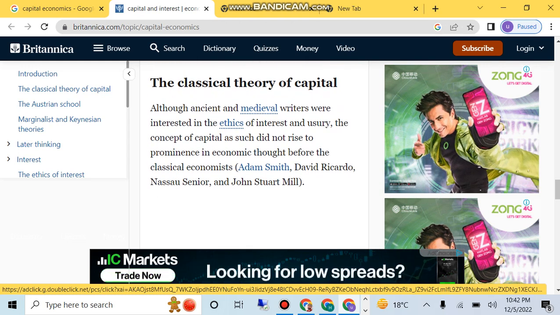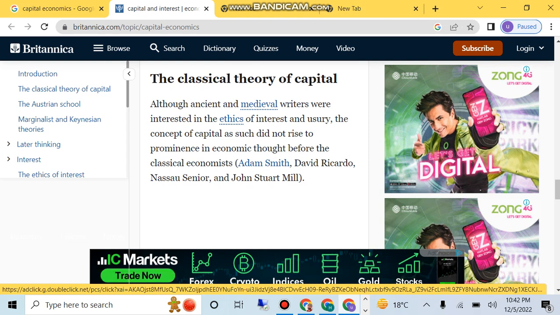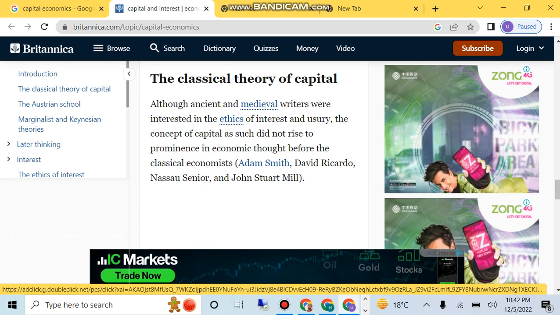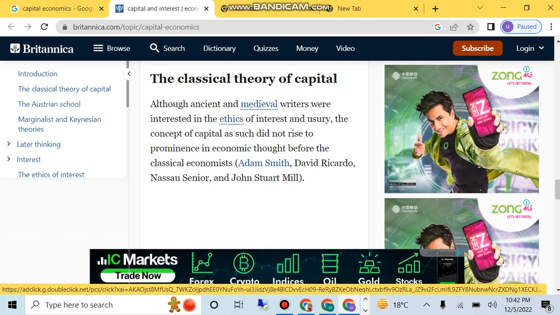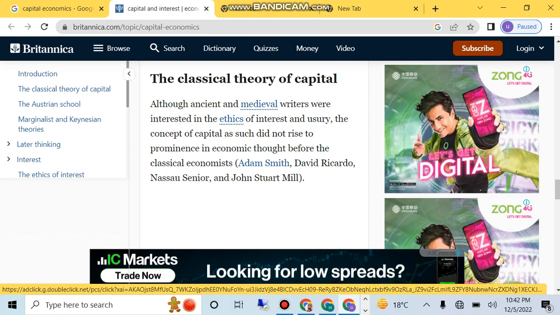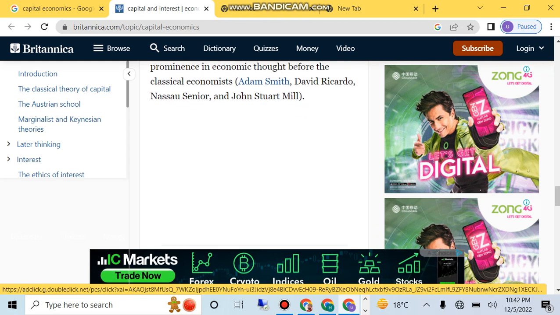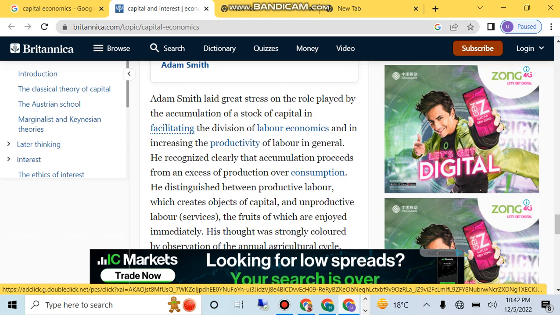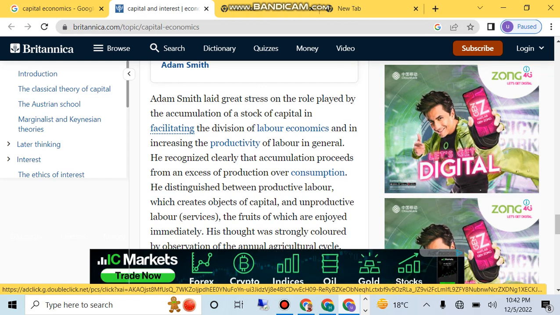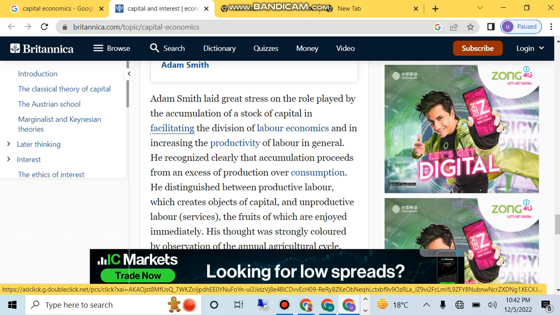The classical theory of capital: although ancient and medieval writers were interested in the ethics of interest, the concept of capital as such did not rise to prominence in economic thought before the classical economists, Adam Smith, David Ricardo, and John Stuart Mill. Adam Smith laid great stress on the role played by the accumulation of a stock of capital in facilitating the division of labor and in increasing the productivity of labor in general.